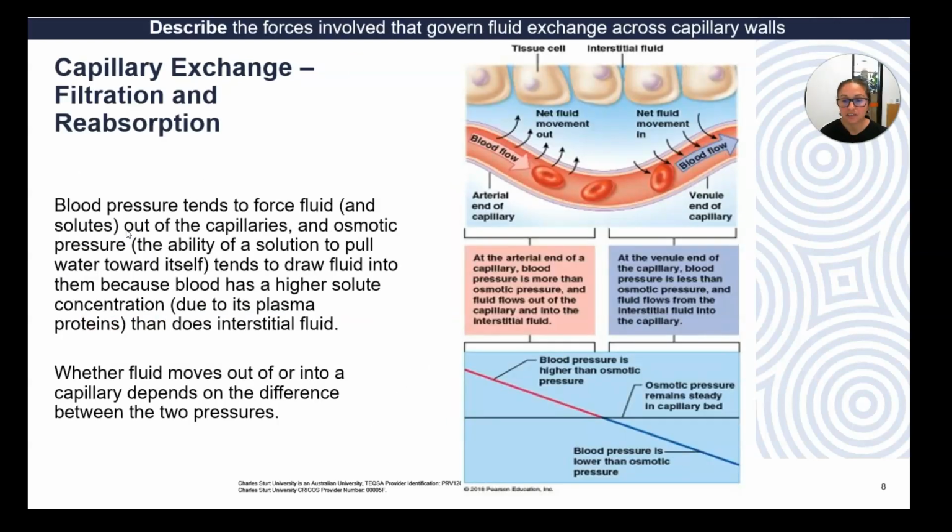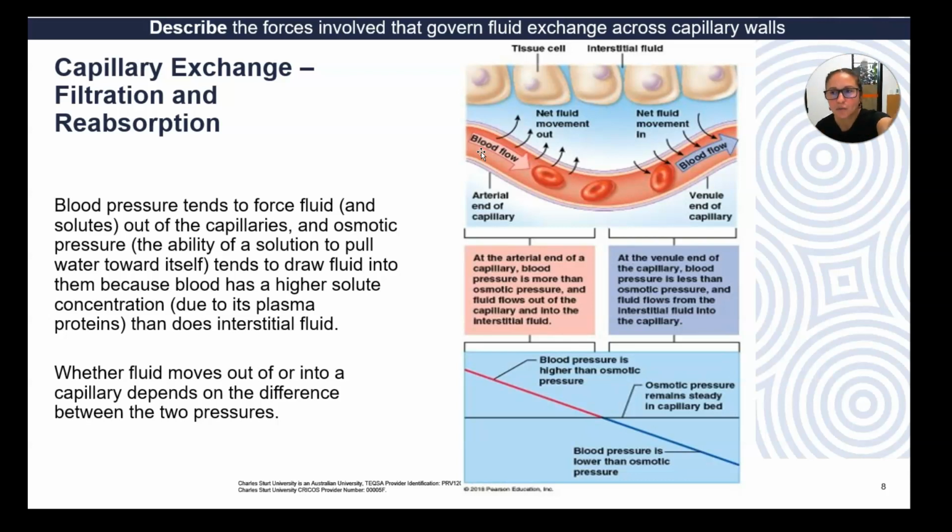Okay, so we're going to look at fluid. Now, when I say the word fluid, I mean plasma, okay? So plasma. Because we know that the blood is made up of plasma and formed elements, we're just looking at the plasma, and that's what I mean when I say fluid.